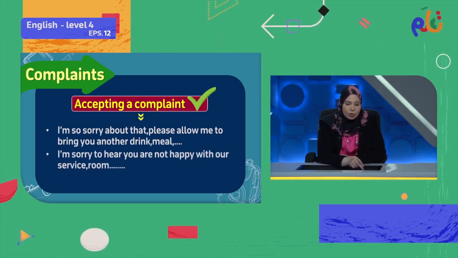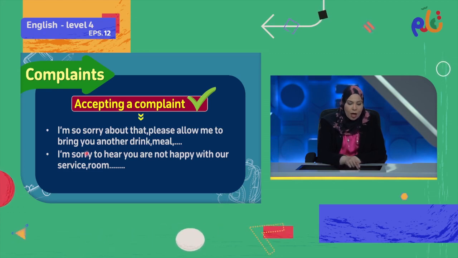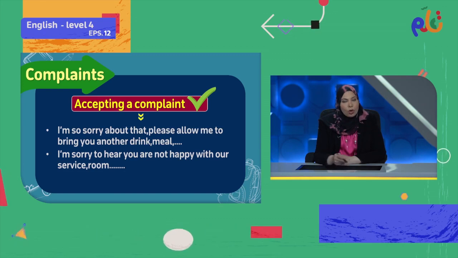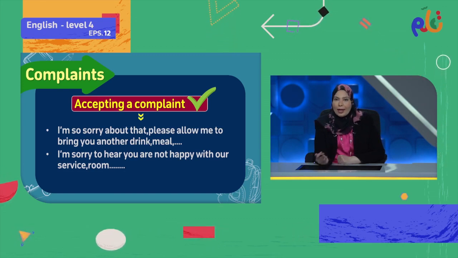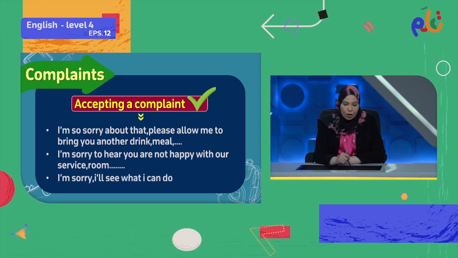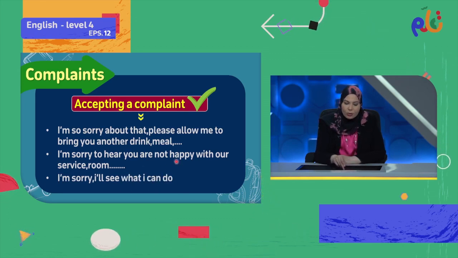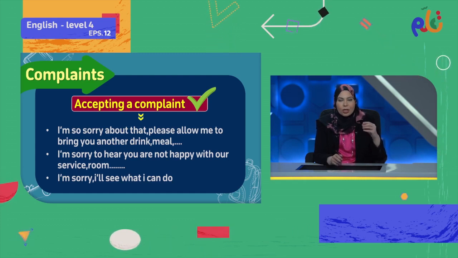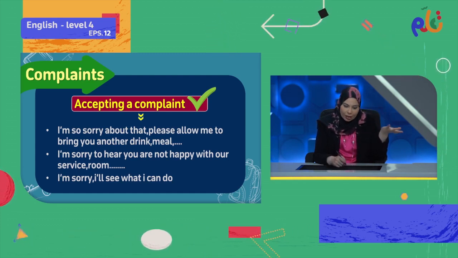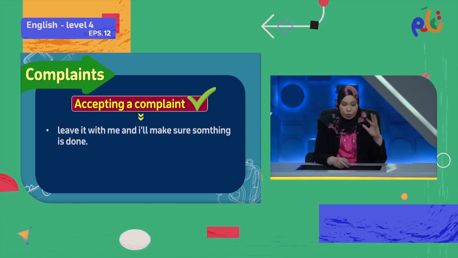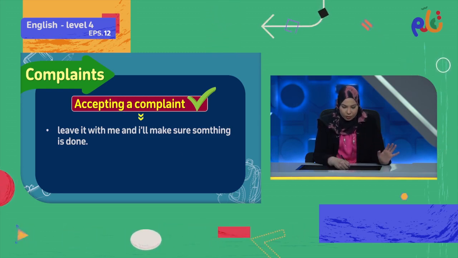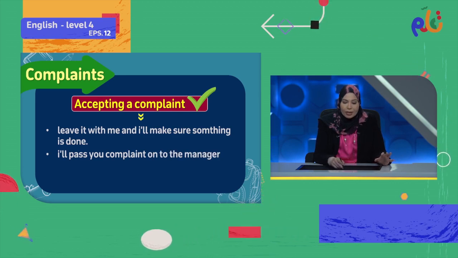So if you see, they usually start with an apology. I'm sorry to hear you are unhappy with our service or with our room, so we will, and then they tell you what they'll do. Or I'm sorry, I'll see what I can do, if he's not the person in charge or not responsible for that, he will check. We're still talking about accepting. Leave it with me, I'll make sure something's done. Like, I will make sure that your problem is solved. Or I'll pass your complaint to the manager.